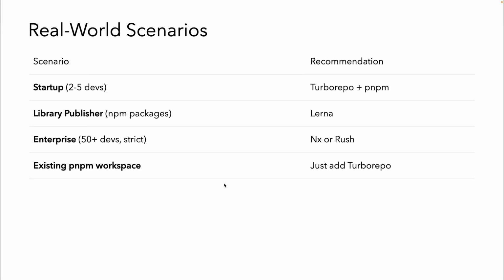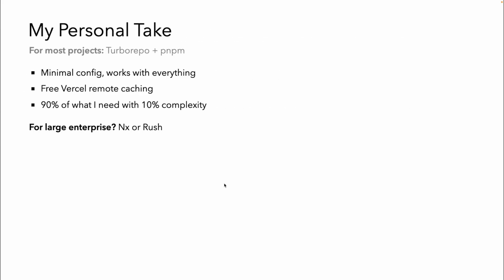Real-world scenarios: when you want to start up with 2 to 5 devs, Turborepo. When you want to publish npm packages, Lerna. Enterprise with 50-plus developers, NX. Publishing npm packages, the best choice is Lerna. Enterprise with strict requirements, NX. Want speed, go with Turborepo. Minimal config, like Turborepo with the PNPM workspace, because there are workspace tools also: PNPM, NPM, and Yarn.